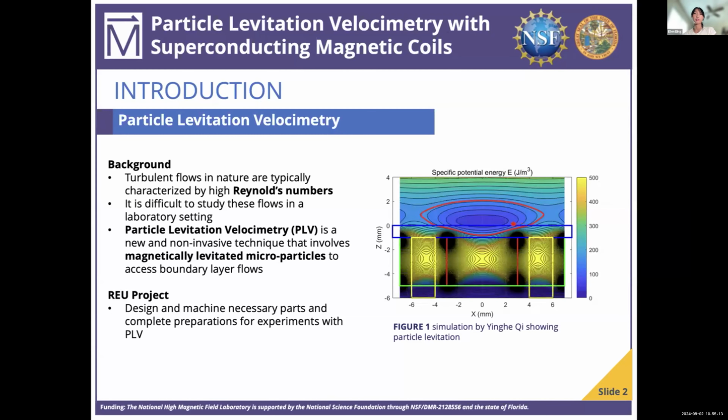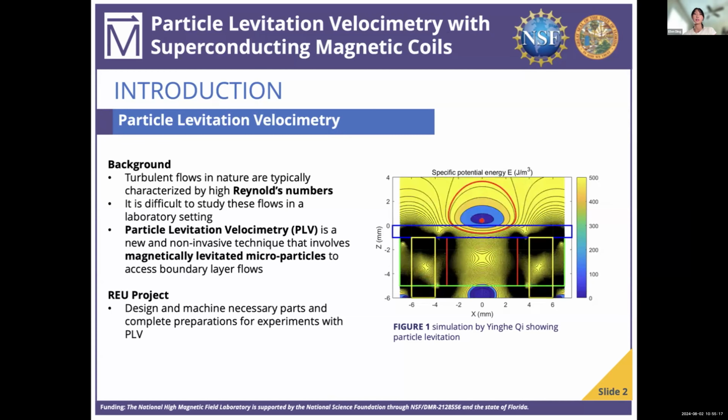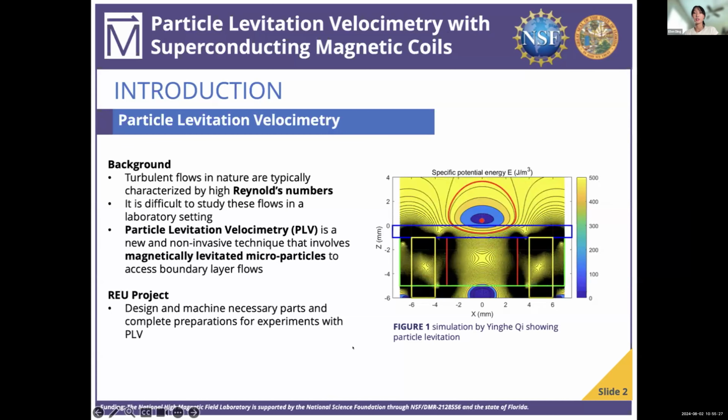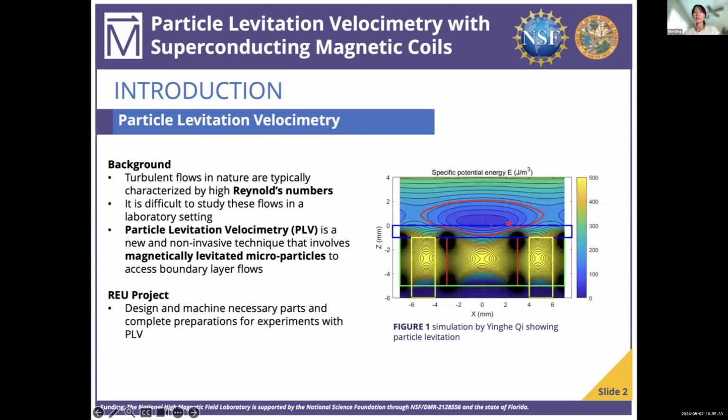Particle levitation velocimetry is a new and non-invasive technique that involves magnetically levitated microparticles to access these boundary layers. And simulations, shown to the right, have been generated to show that this process will be successful. You can see this small red dot represents the movement of this microparticle.